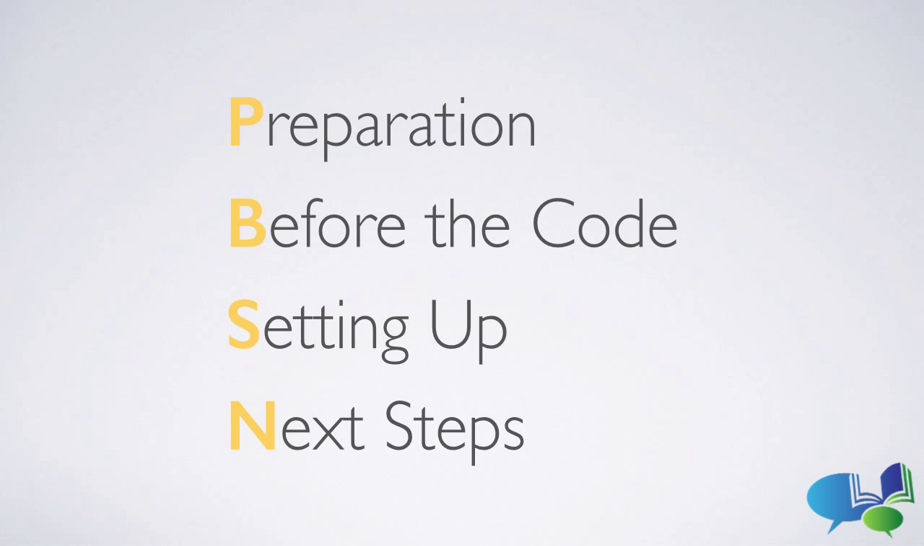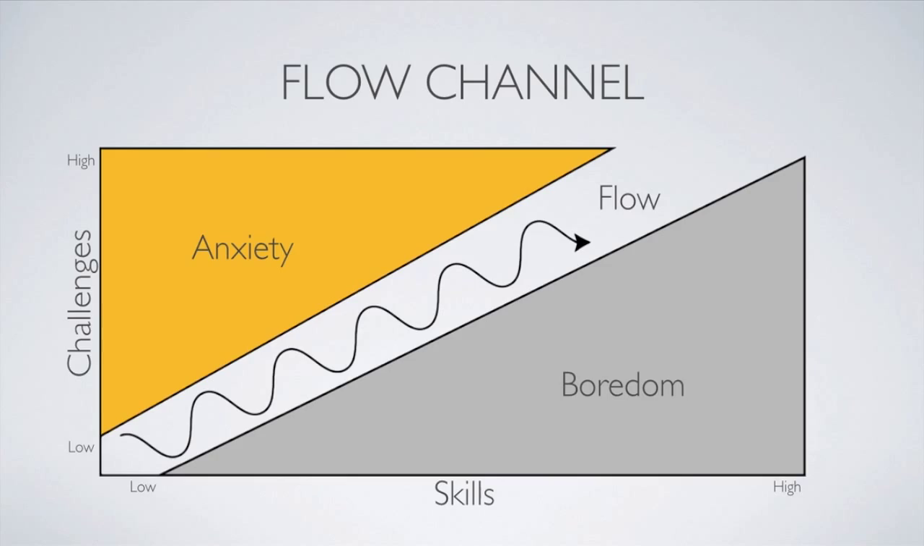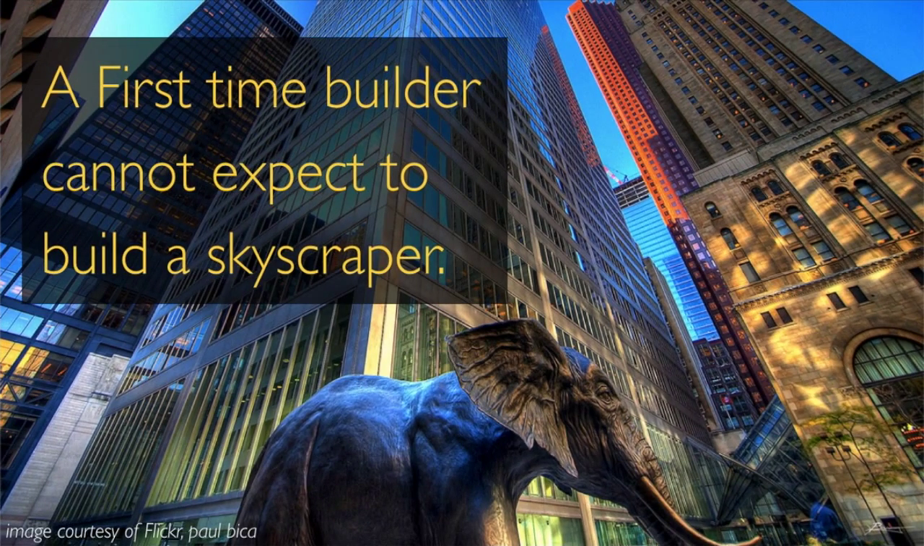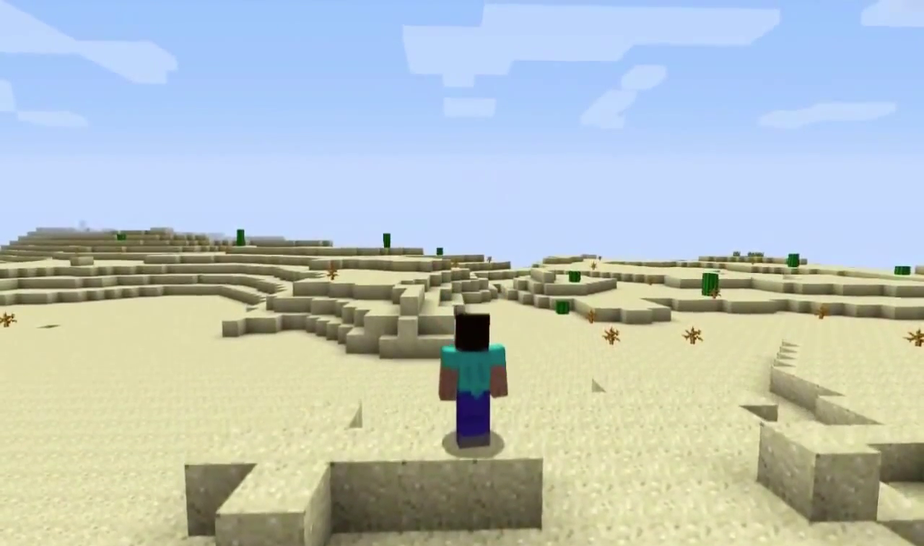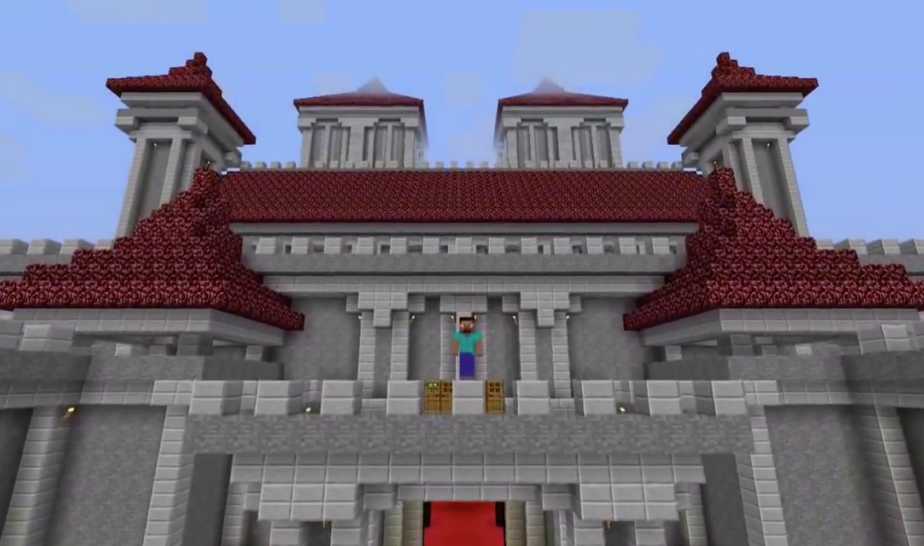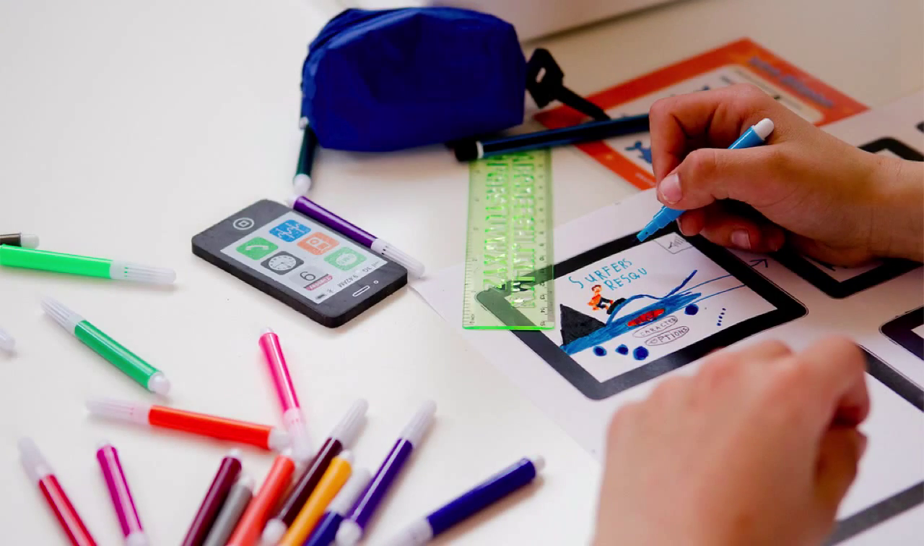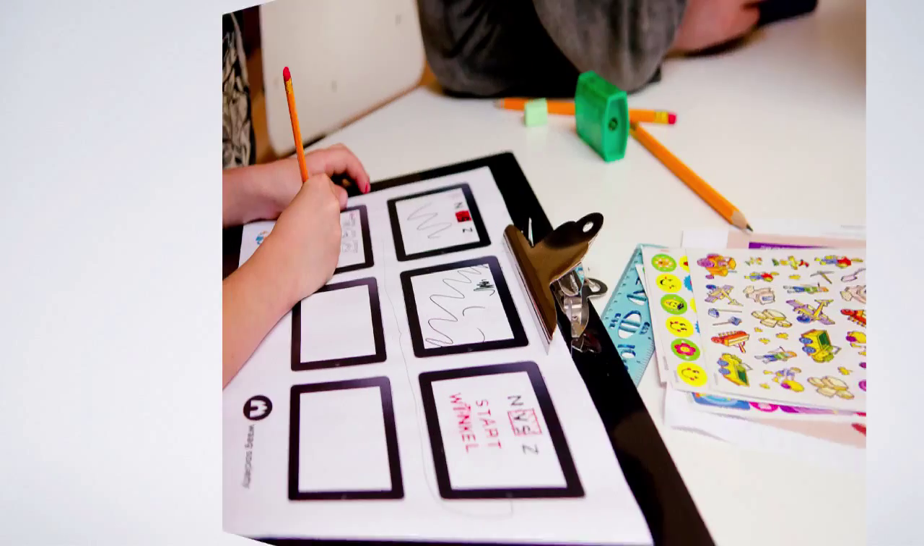The course itself is broken up into four distinct parts: preparation, before the code, setting up, and next steps. In preparation, I'm going to talk about setting the right expectations early with your kids to avoid disappointment or frustration. I'm going to talk about harnessing a logical programming mindset so that kids have their head in the right space for programming.